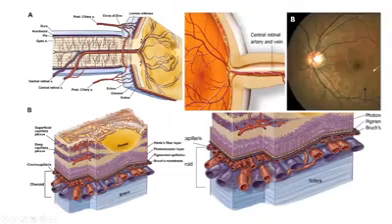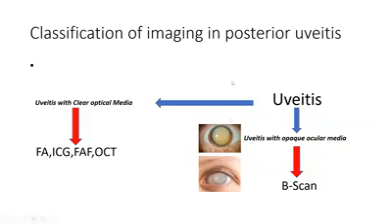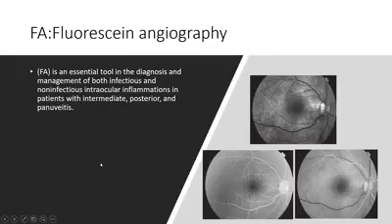And when we want to go for the classification of the imaging in posterior uveitis, we have to keep in mind we always have two options. When we have an opaque ocular media, like a dense cataract or dense corneal opacity, the only option will be the B-scan. While when we have clear optical media, we can get a wide range of imaging like fluorescein, ICG, fundus autofluorescence, and OCT.